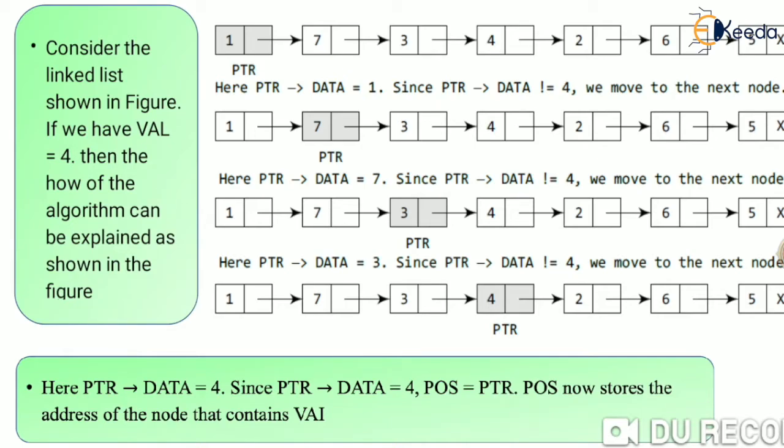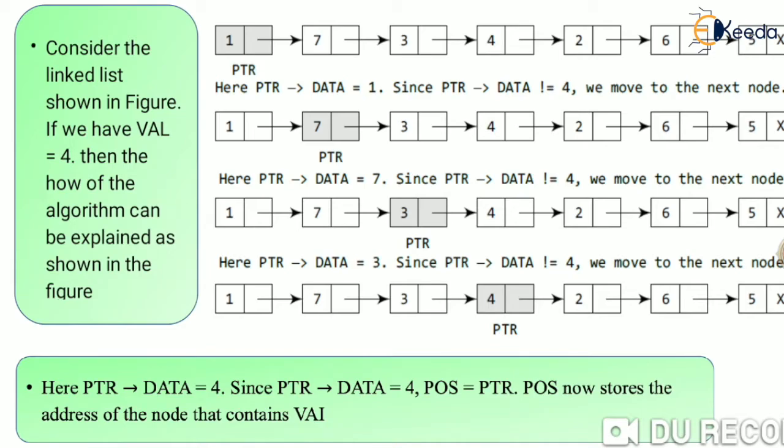Now see here, by considering the first part, ptr points to the first node, which has data is equal to 1. Here ptr data is equal to 1. Since ptr data is not equal to 4, as we want to find the 4, meaning the node containing data is equal to 4.